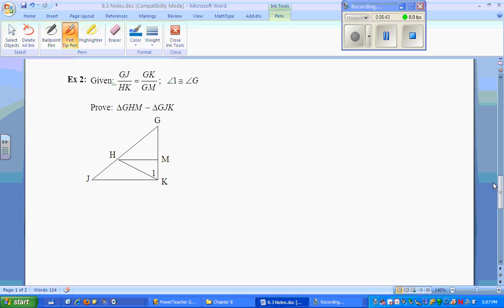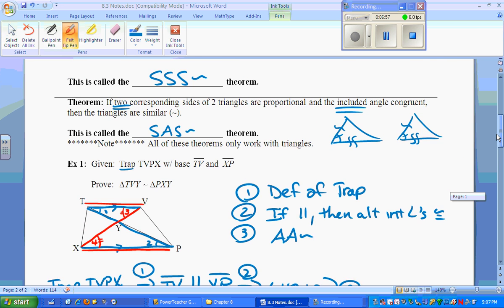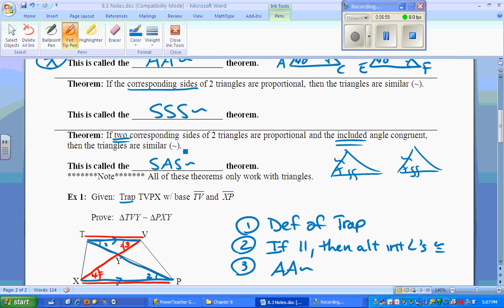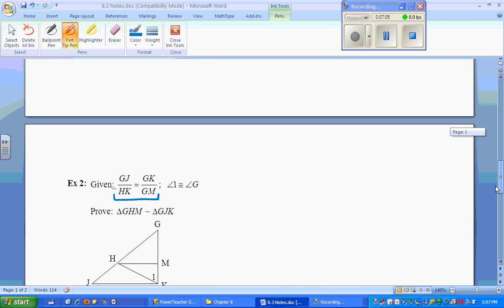So, in the second one here, we see this proportion. How many sides do we have? 1, 2. So we don't have all 3. So predominantly, if the sides are proportional, we're going to be using one of the 3 up here. Well, which one has 2 corresponding sides? Then that's the one that is directing us towards side angle side.